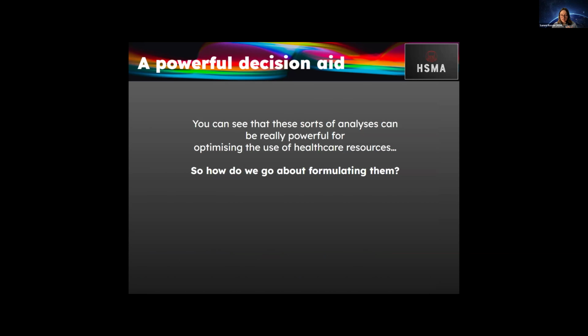So hopefully that's a nice real world example that shows these sorts of analysis can be really powerful for optimizing the use of healthcare resources. We've taken away effectively redundant clinics. It's all a little bit more complex than that. Obviously, I'm oversimplifying. How do you define exactly that a clinic isn't good in some other way?